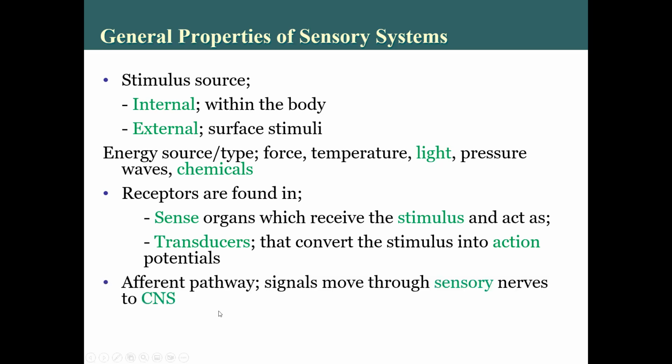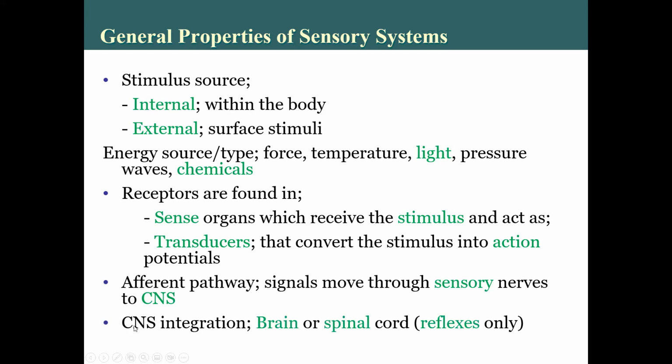Okay, afferent pathway. What does afferent mean? It means towards the central nervous system. So this would be sensory. Afferent pathway signals move through sensory nerves towards the CNS, which would be either the brain or spinal cord. Then at CNS integration, be it the brain or spinal cord. By the way, if it's spinal cord, it'd be for reflexes, and any other kind of integration site would be for senses other than reflexes. So there you go.